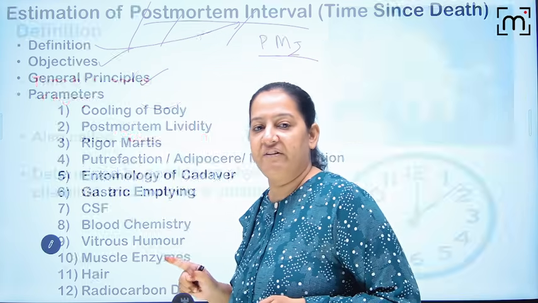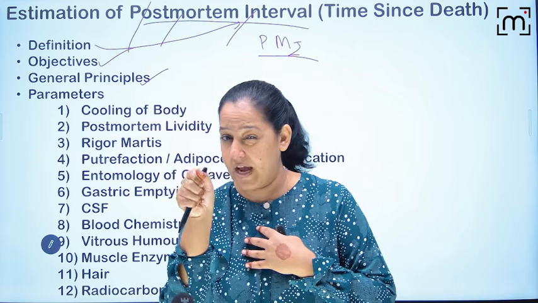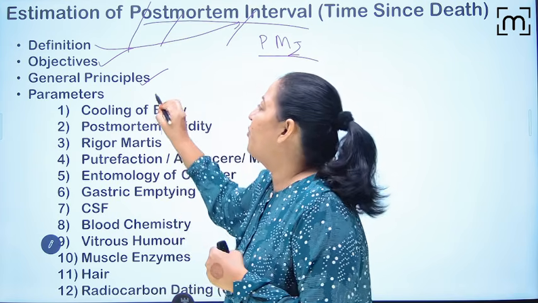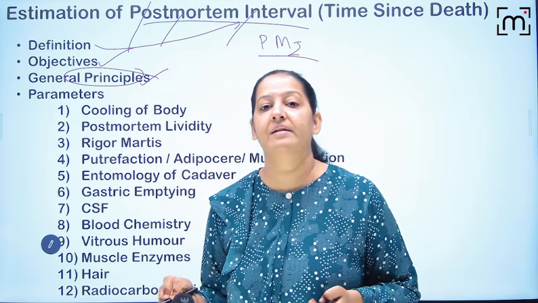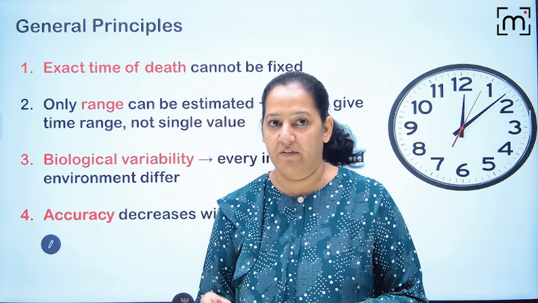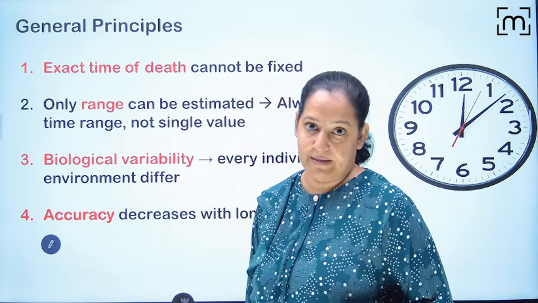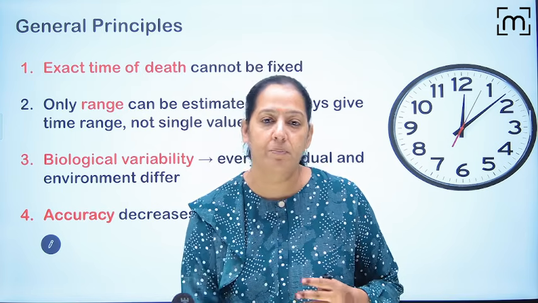So we are done with definition and objectives. Now I am a forensic expert. We are detectives. So we will follow 4 principles based on which we will tell the time of death to the police and to the court. We will submit our report based on the 4 principles. Forensic expert, based on these 4 principles, submit the report to the police and the court.